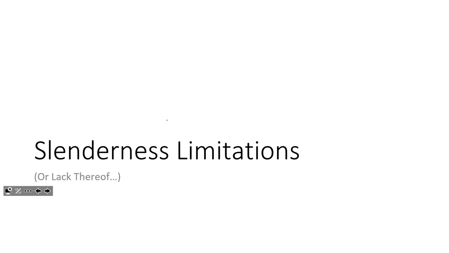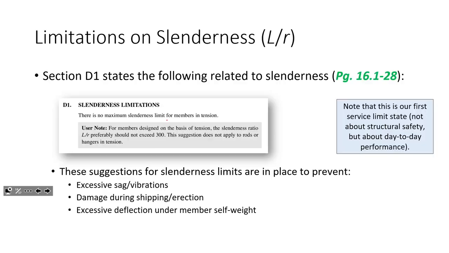But are we going to use one? Yes. Let me explain. If you go to section D1 on page 16.1-28, it says there is no maximum slenderness limit for members in tension. And that is correct. However, I want to read this note. This note says, for members designed on the basis of tension, the slenderness ratio, L over R, should preferably not exceed 300. This suggestion does not apply to hangers in tension. We're going to do threaded rods near the end.